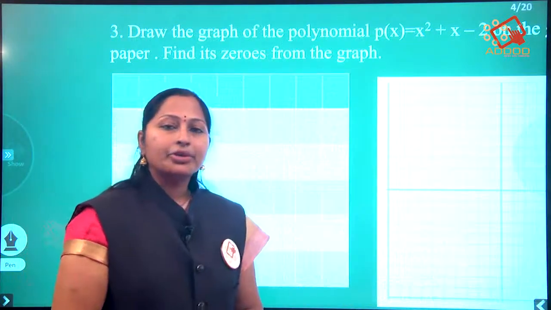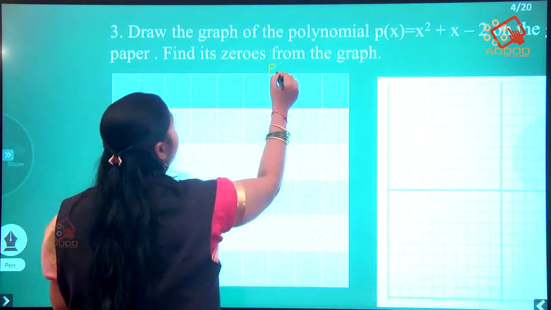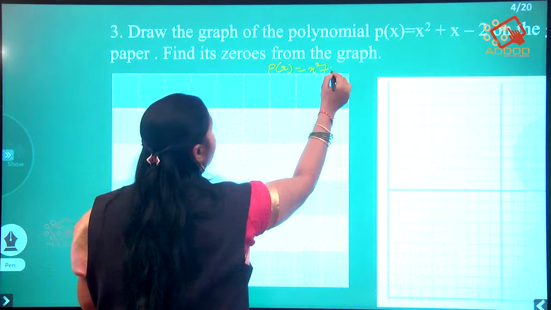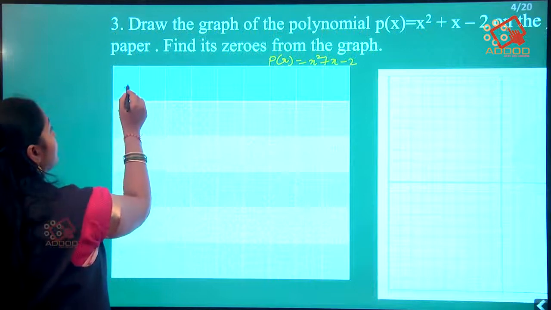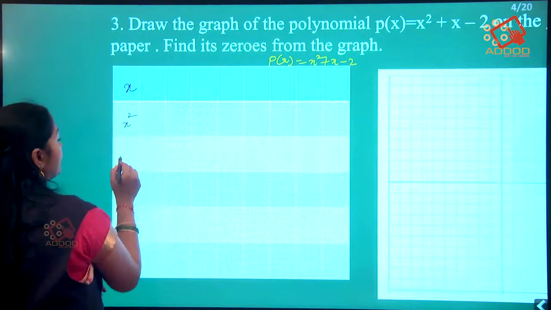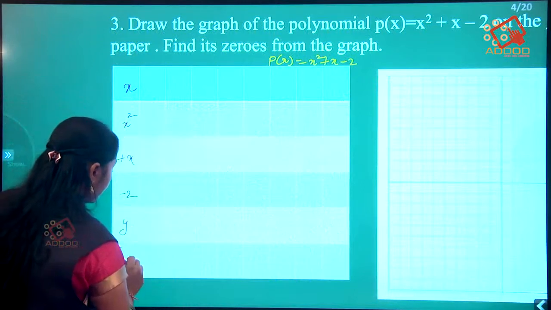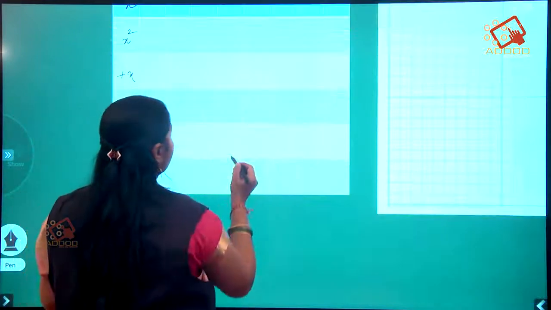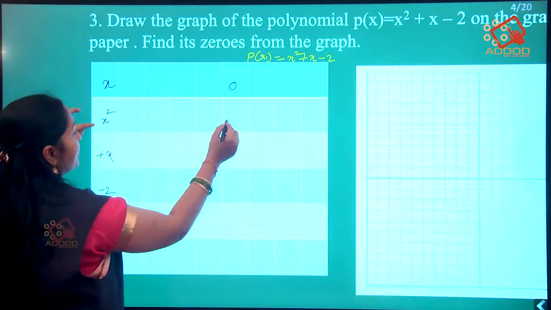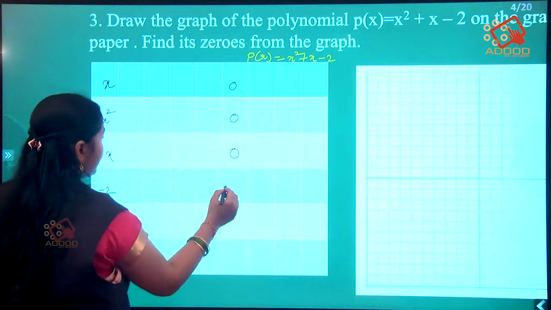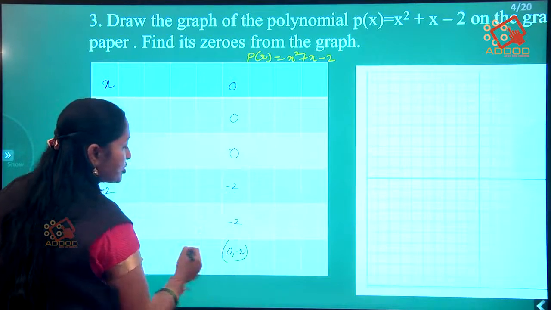Okay students, now we are going to take the values of x and y. So what is given here? P of x is equal to x square plus x minus 2. Now take x square plus x minus 2 as the y value, ordered pair x comma y. First I am substituting 0. X is 0, x square also 0, x also 0, it is minus 2, so the y value is minus 2, the ordered pair is 0 comma minus 2.